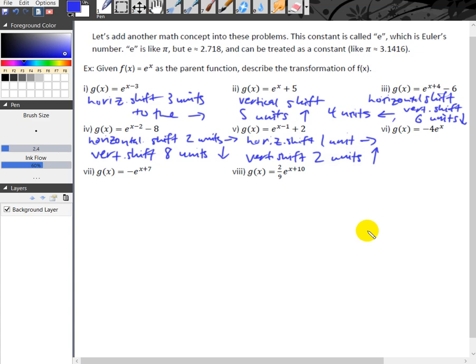Okay? Next, as you can see, the negative sign in front is going to indicate a reflection across the x-axis. Okay? And the 4, remember, since 4 is greater than 1, this would represent a vertical stretch by a factor of 4. Okay? So that's generally what we're doing.